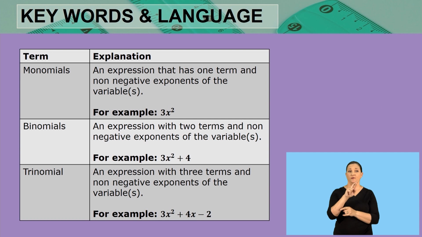And then we're also going to be talking about a trinomial, and that is an expression with three terms and non-negative exponents of the variables. And for example, there we have 3x squared plus 4x minus 2. So those are the keywords that we are going to be using. And remember, when we are talking about a constant, we are talking about a 2, a number that remains the same, that doesn't have a variable that might change the value of that number. So that is a constant there, and that can be part of our polynomial.